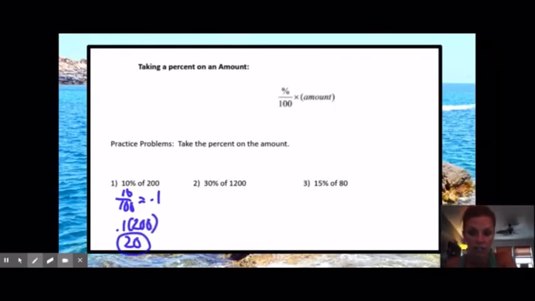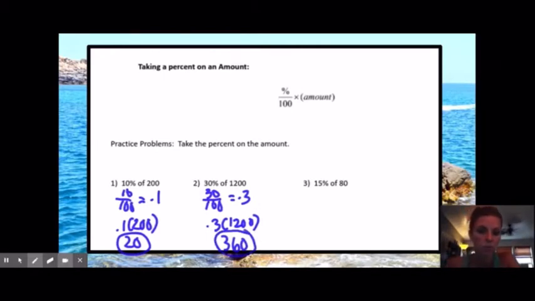30% of 1,200. Again, I'm going to take the 30% and divide it by 100, and that's 0.3. And then I'm going to do 0.3 times 1,200, and you should get 36. Try it out. Oh, 360. Just kidding, 30%, not 3%. Silly Mrs. Cook.